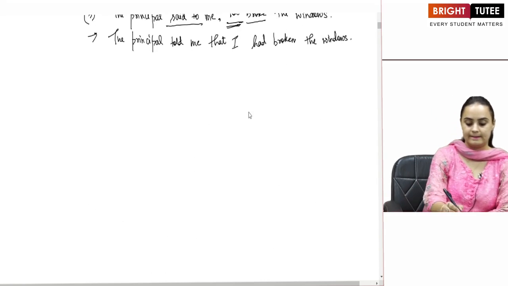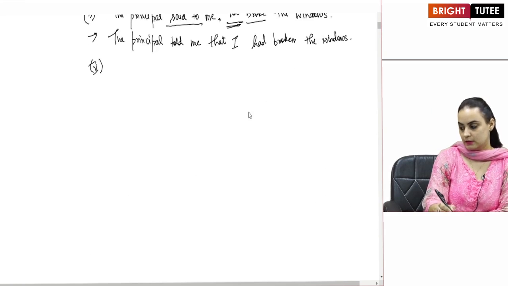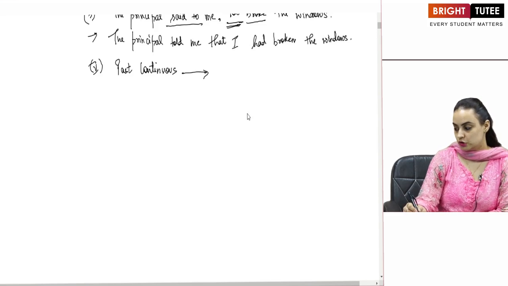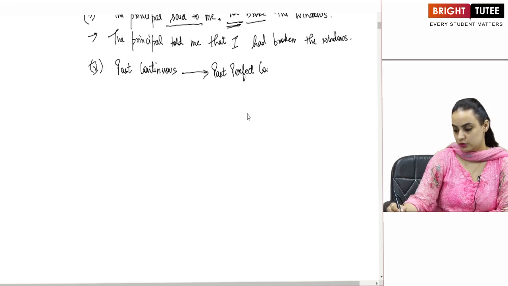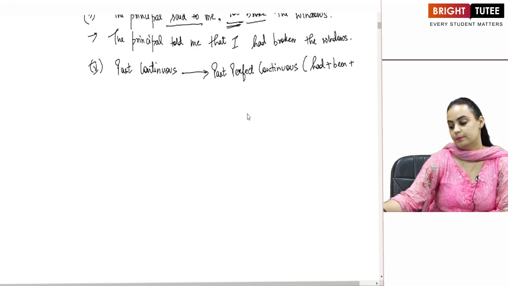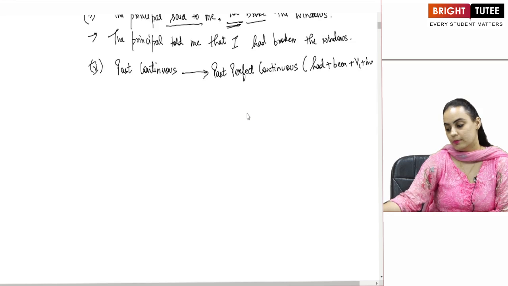Next, past continuous. Now, if the sentence is in past continuous, it changes to past perfect continuous. That is, had plus been plus the first form of the verb and ing.